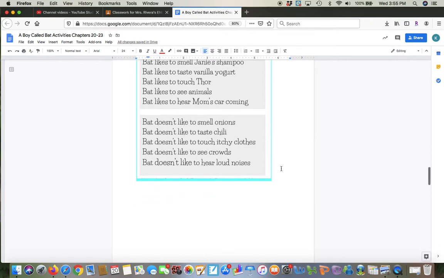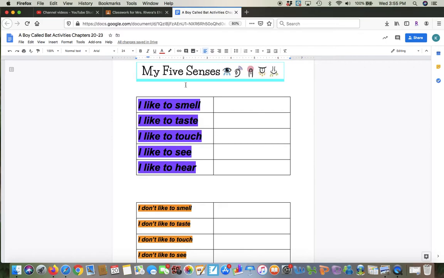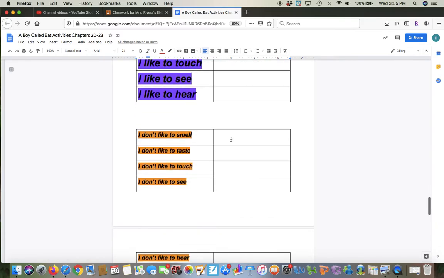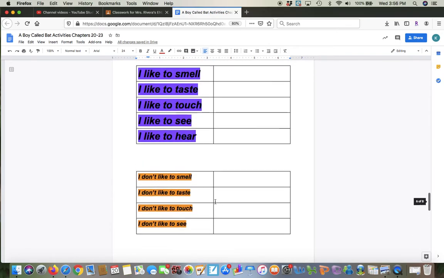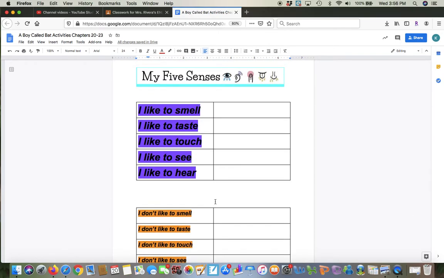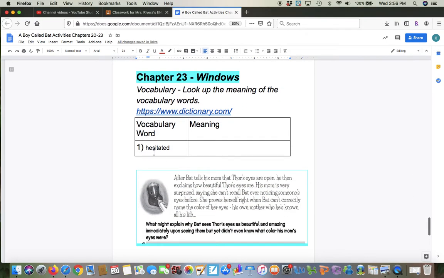Now, what you're going to do is you're going to make a little one about yourself. So tell us what you like to smell, taste, touch, see, and hear. You could write it on this side. And tell us what you don't like to smell, taste, touch, see, or hear. Okay? That should be a little fun because you get to do it about yourself. Then, chapter 23, we have one vocabulary word, hesitated.